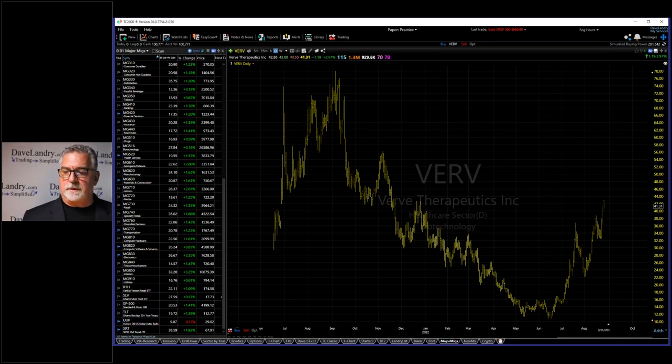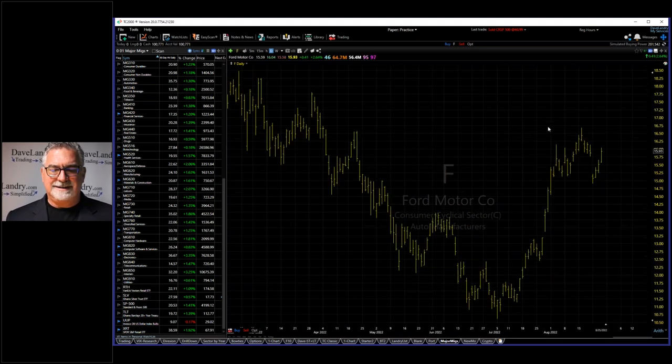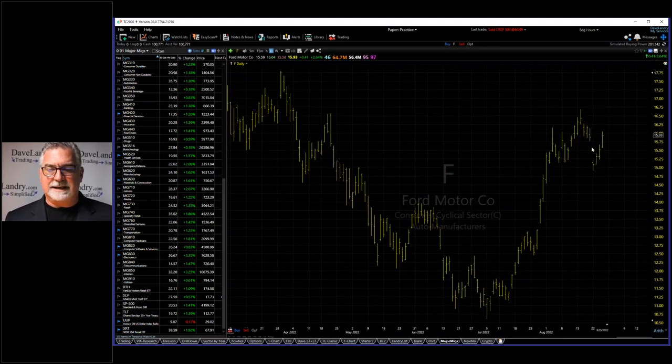There's a potential for a F. Ford, yeah. Ford's actually looking okay. I don't like the gap down, though. Okay, any more?